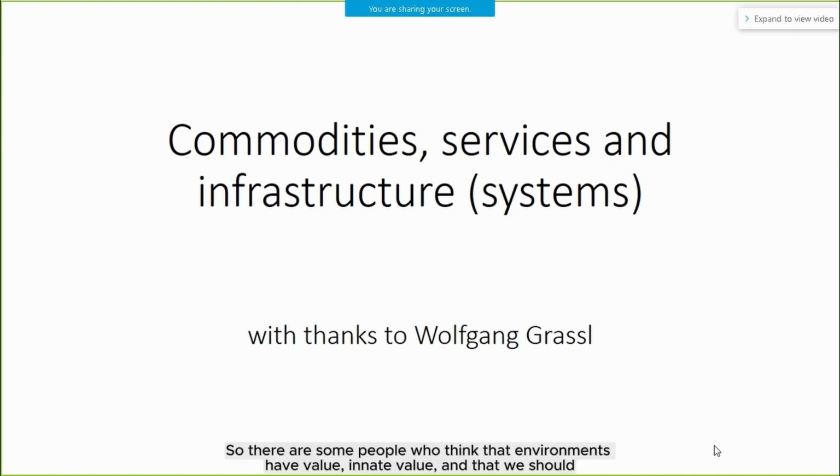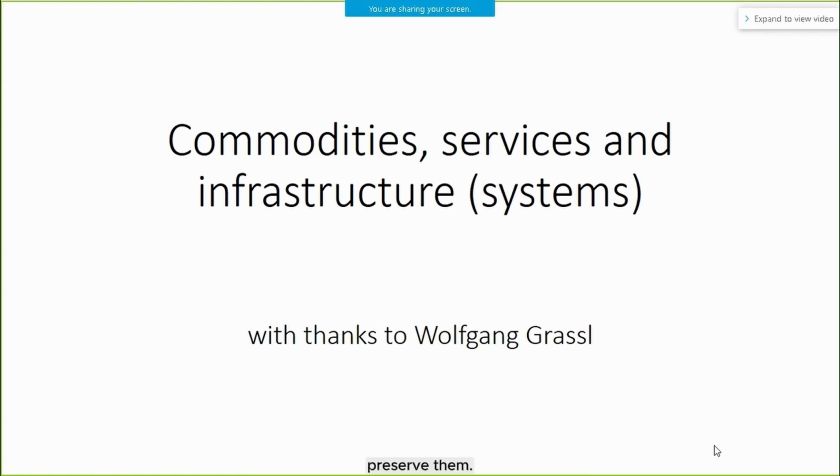Then that forest no longer continues to function as a forest, and it failed. So there are some people who think that environments have value, innate value, and that we should preserve them. We all think that our own environment should be preserved, but that's because we all desire to preserve ourselves and our offspring. I think the people who think that environments have to be preserved are making a mistake. And so I still don't see a reason for believing that an environment can have a purpose.